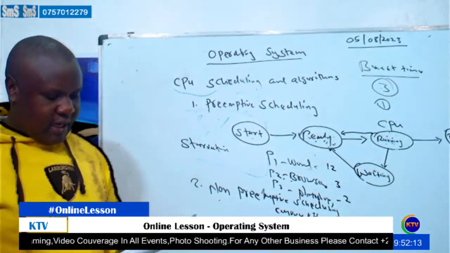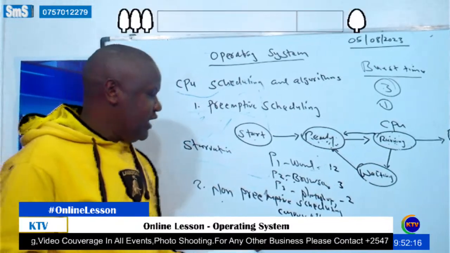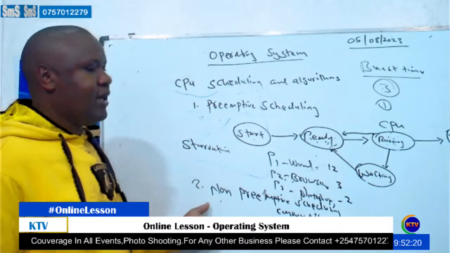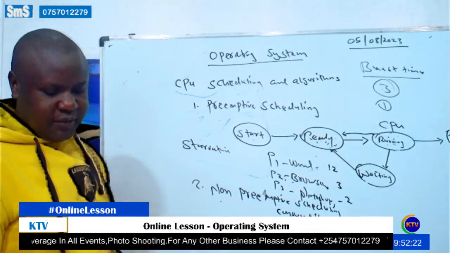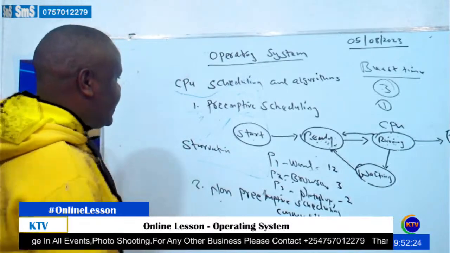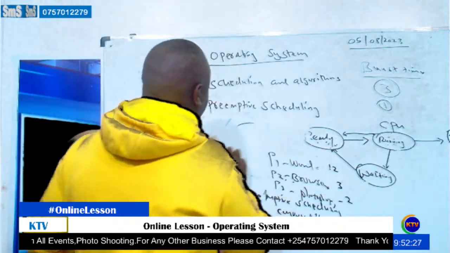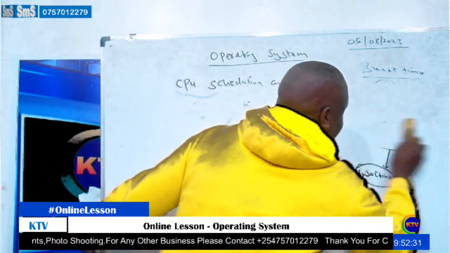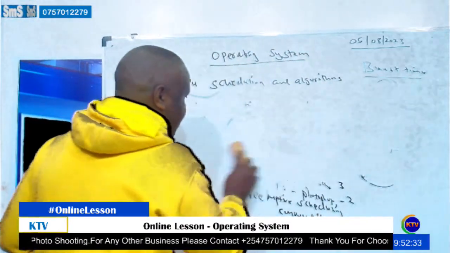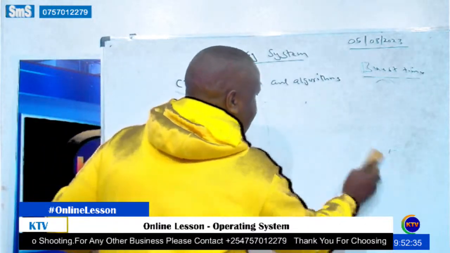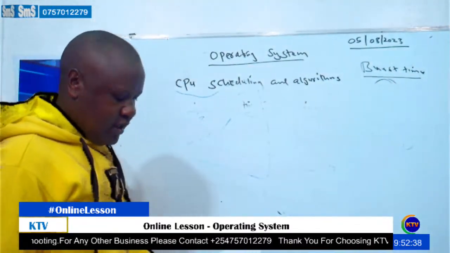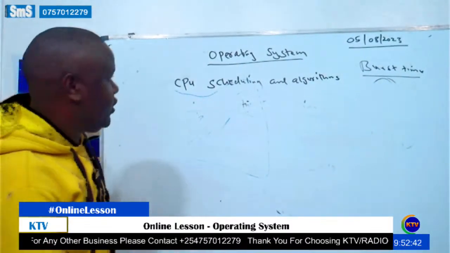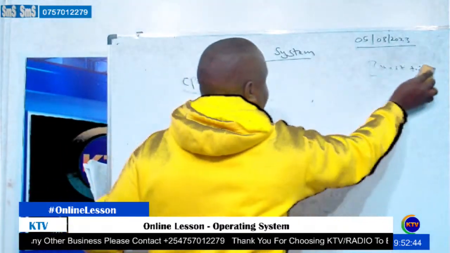Those are some of the differences between preemptive scheduling and non-preemptive scheduling. Now, unless there's a question, I want us to look at the scheduling criteria. Which criteria does the CPU use to schedule the activities? So we look at the scheduling criteria.